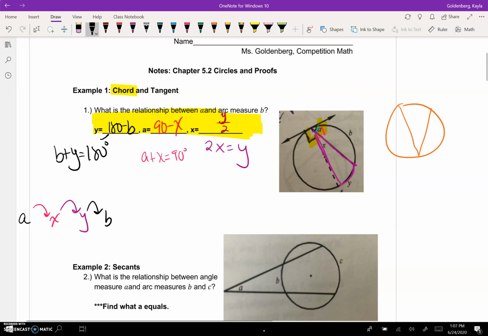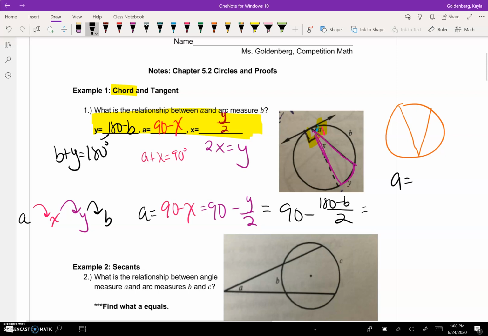So let's do that. We know that A is equal to 90 minus x, but x, we can replace that with y over 2, right? Because x and y over 2 are synonymous. And then I can say, okay, that's 90 minus y is 180 minus b over 2. And that's a little bit icky. So let's simplify that.